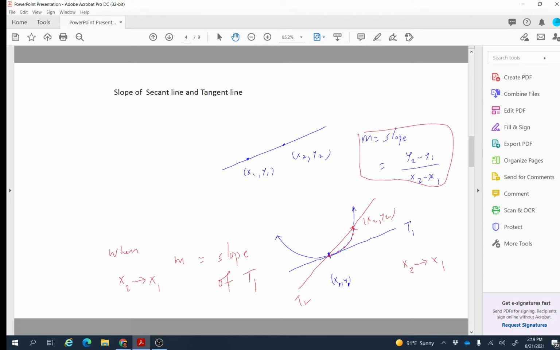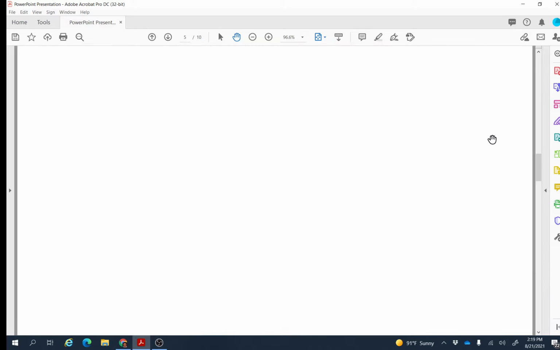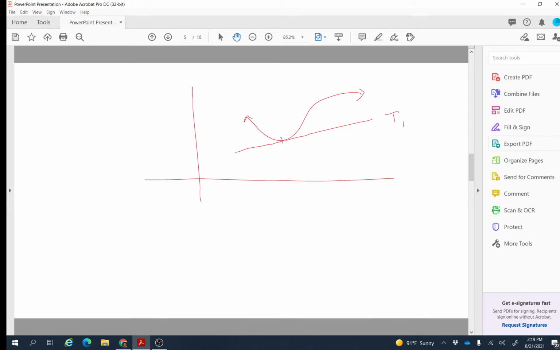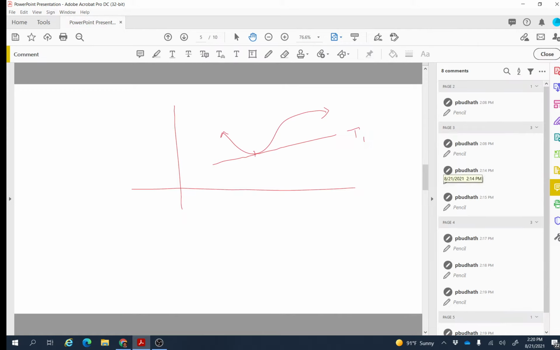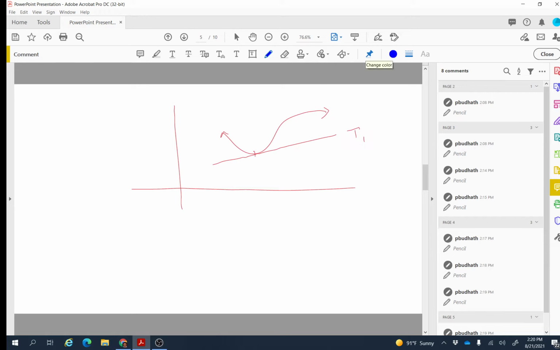We can write this in another way as well. So let me use one blank page here. In the coordinate system, let's say this is the graph of a curve, and I would like to find the slope of the tangent line T1 at (x1, y1). For that, I'm going to take another point very close to (x1, y1). So let's say this is (x1, y1).